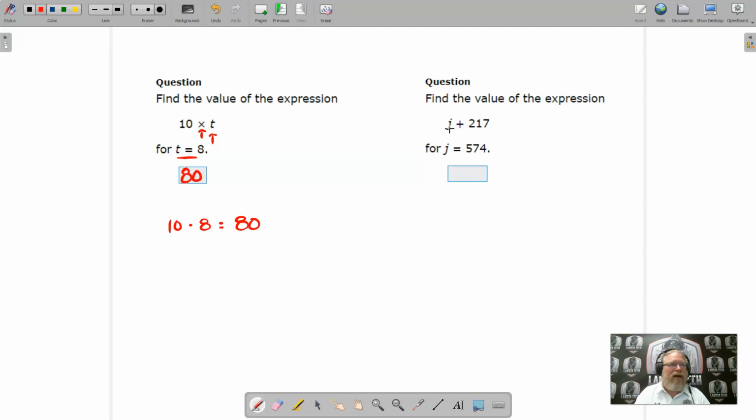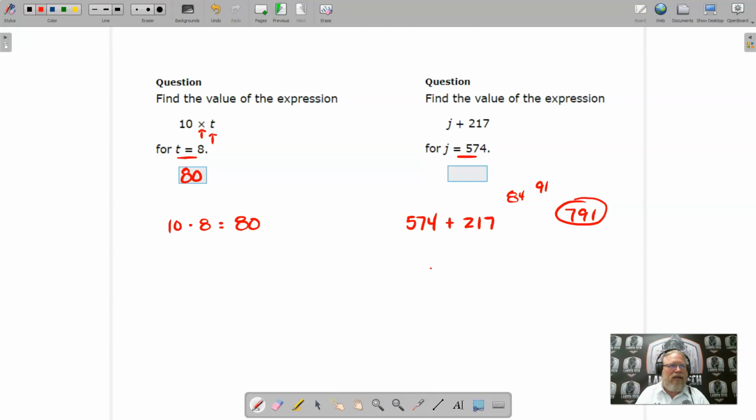And finally, we have the value of j plus 217. And the value of j is 574 in this case. So 574, we need to add that to 217. Now I could probably do this mentally. I would take the 500, add it to 200 to get 700, and then 70 plus, I think of this as 74 plus 10 would be 84, right? And then I got another 7 to go. 84 plus 7 would be 91? So 791, I think, is what I get if I do it mentally.